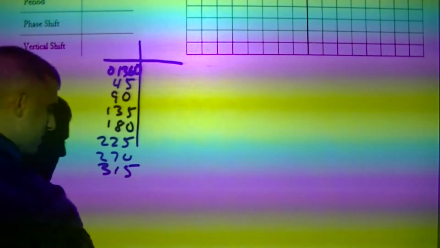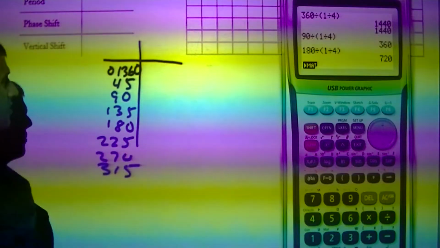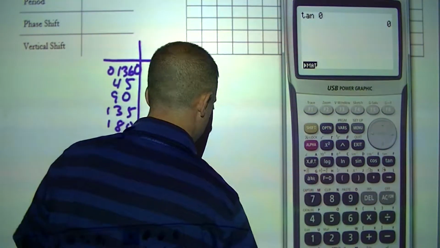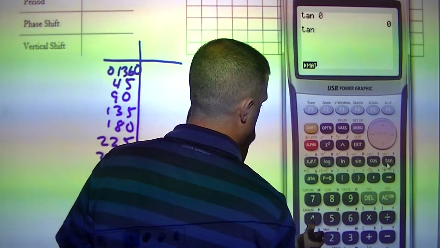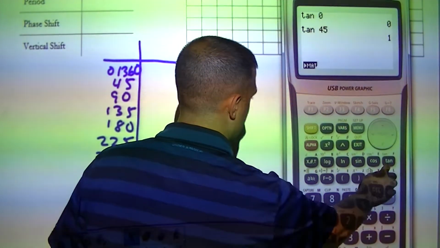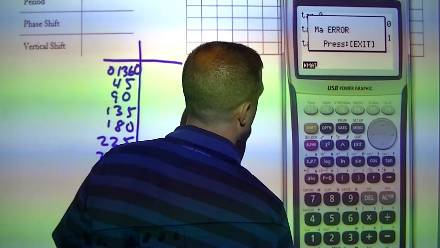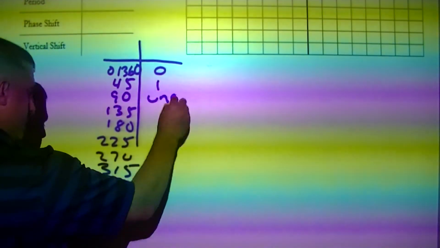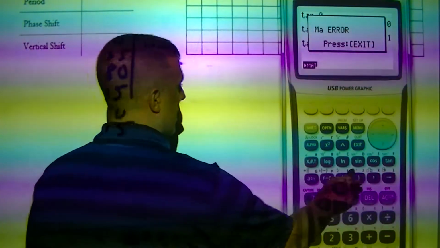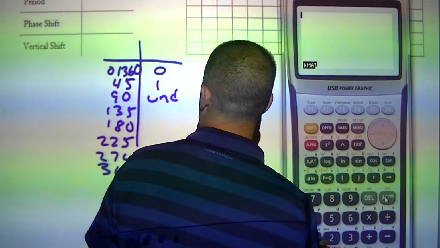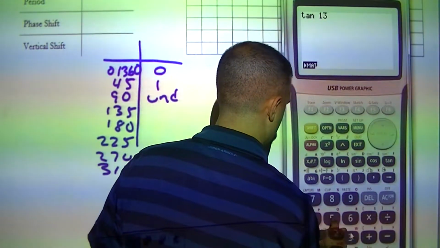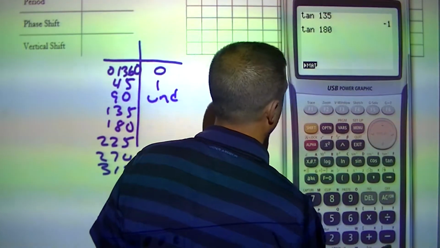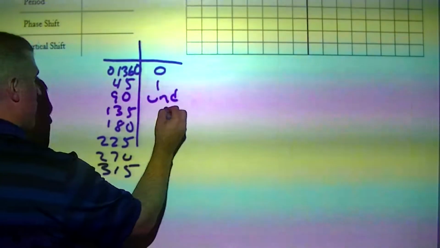All right? Now, once again, if you want to find the base values, just go ahead and type all those in. Okay? Tangent of 0 is 0. Okay? Tangent of 45 is 1. Tangent of 90 is, error means undefined. So I got 0, 1, undefined. Okay? Then tangent of 135 is negative 1. Tangent of 180 is a 0, so negative 1, 0.